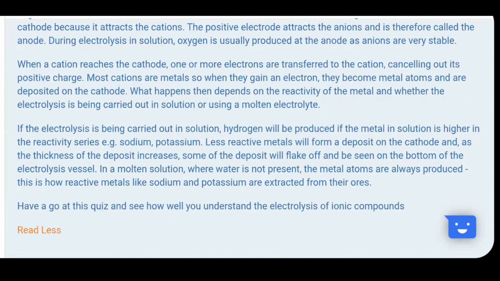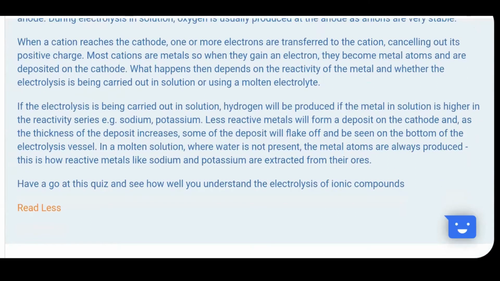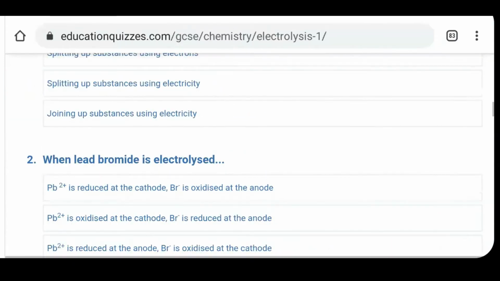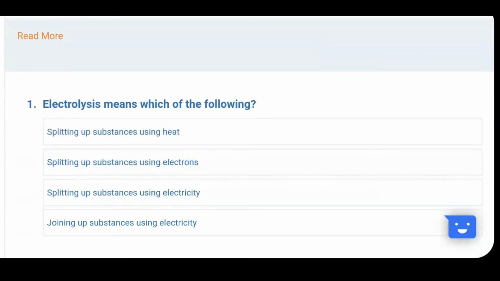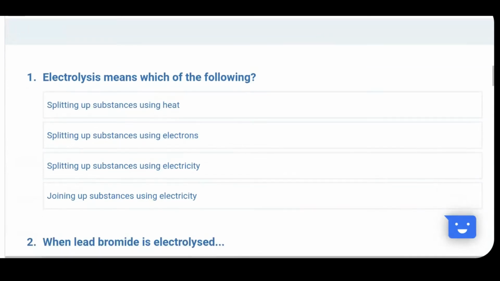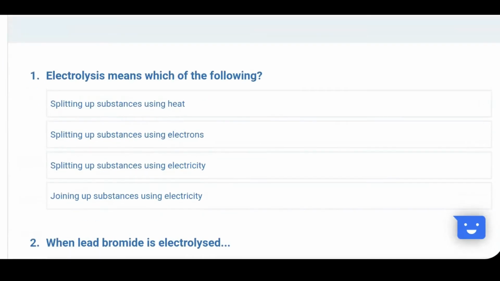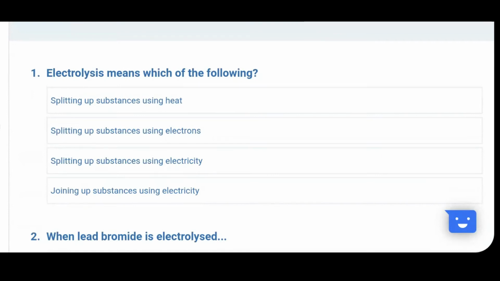Good. Have a go at this quiz and see how well you understand the electrolysis of ionic compounds. Now, I want you to start answering the quiz. Everybody seeing clearly? Yes, sir. Nice. So go right ahead and start answering the questions.